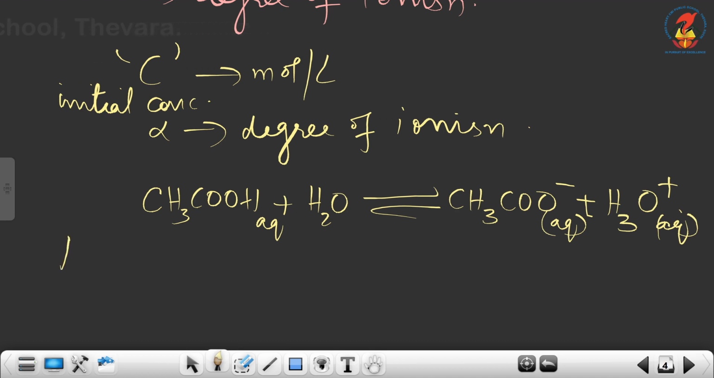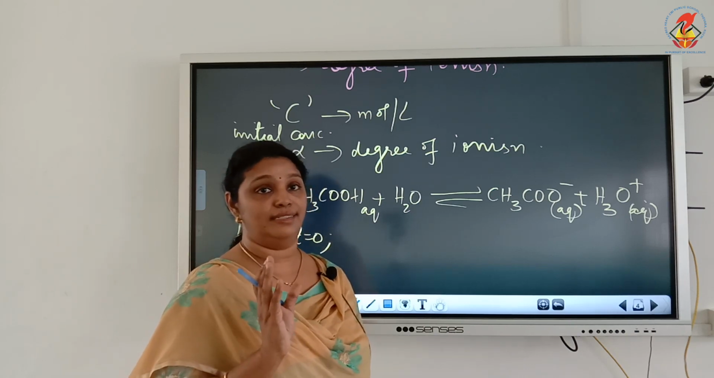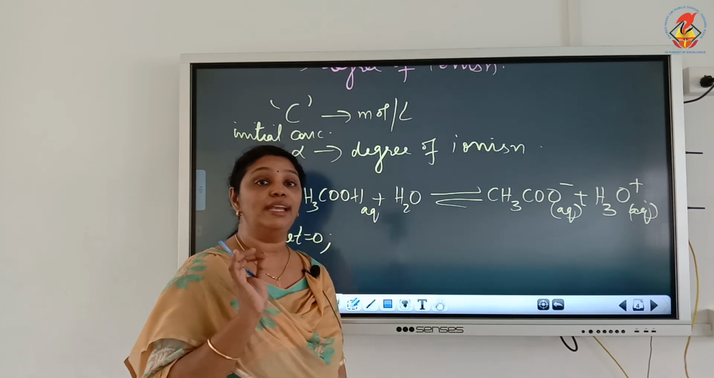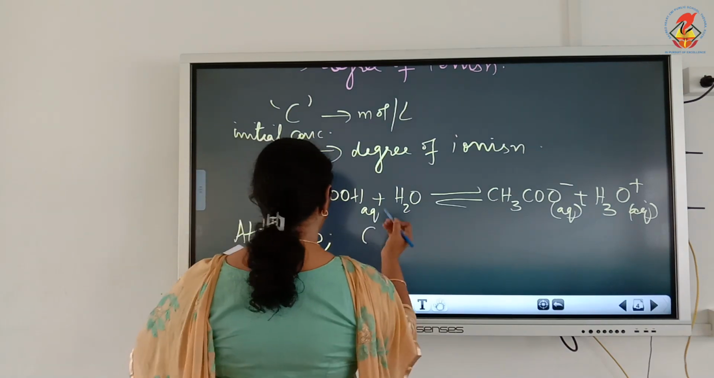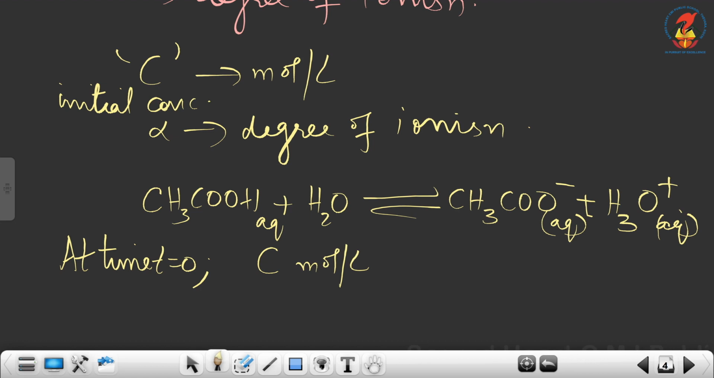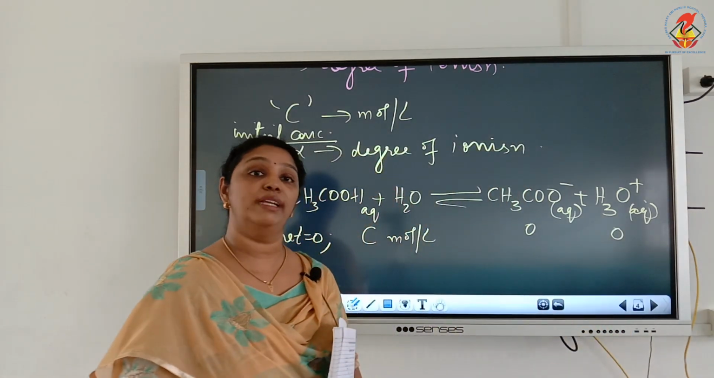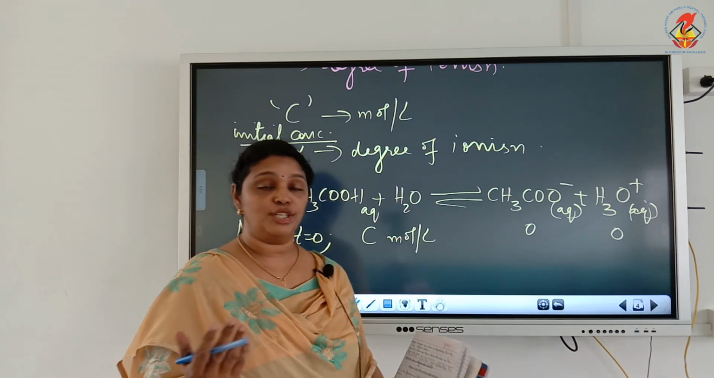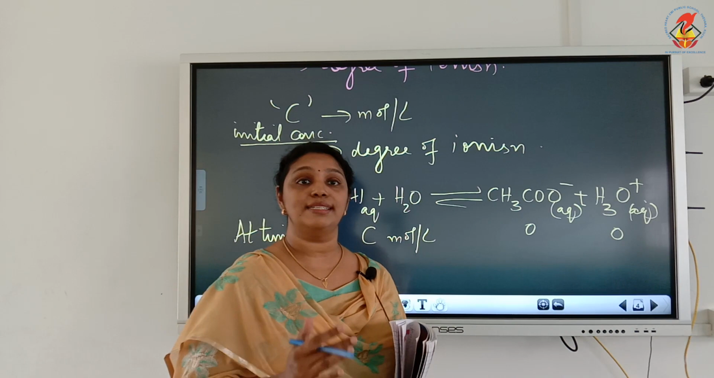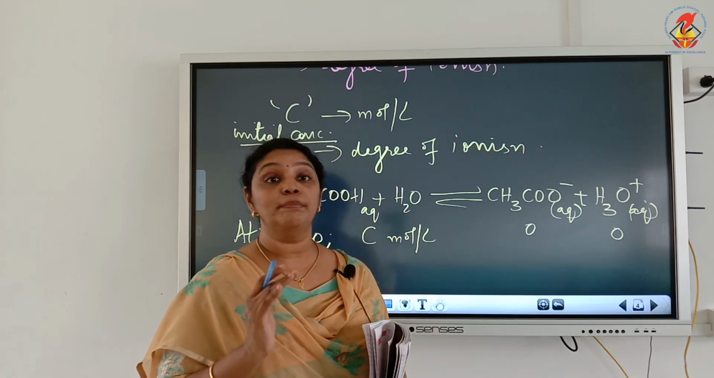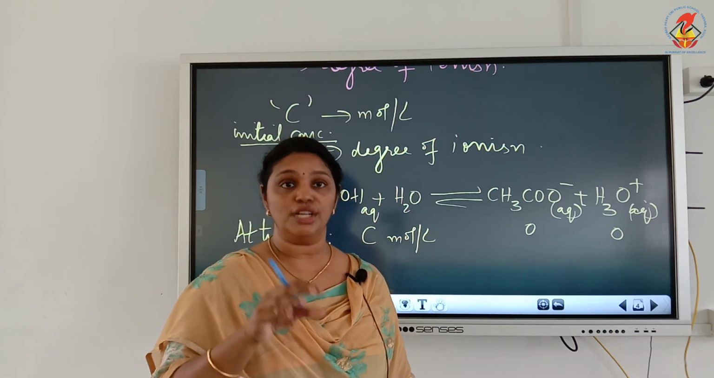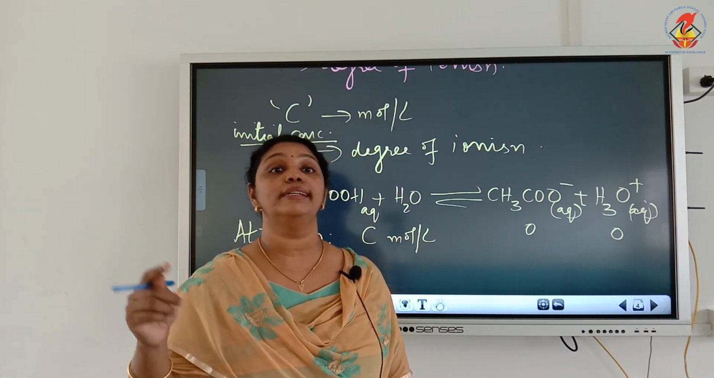Now we know that at time t is equal to 0, we have only acetic acid, means the reaction has not started. So initially we have only acetic acid with us, whose concentration is C mole per liter, because we have taken the initial concentration of the acid as capital C. And here the reaction has not taken place, so the concentration of the product formed is 0. Now what happens as the reaction proceeds? Acetic acid will dissociate into acetate ion and H plus ion. Okay, it's not complete dissociation. So from C, which was the initial concentration, C alpha got dissociated.